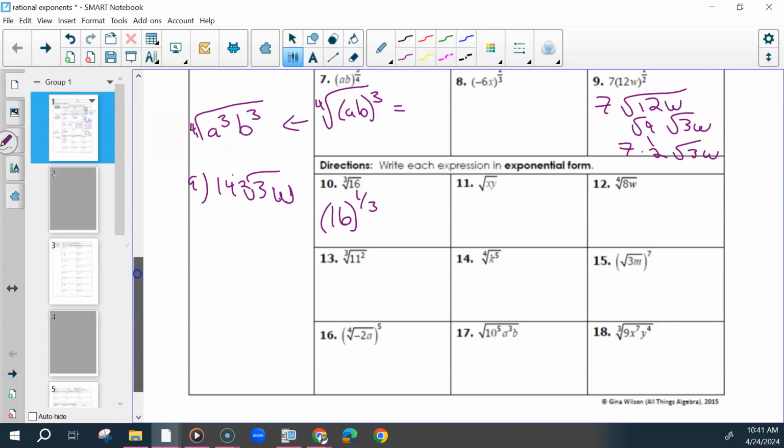Right. What about 11? X squared to the power of... like this? I believe so. Or missing parentheses? We need parentheses to say that both of these are in the 1/2.